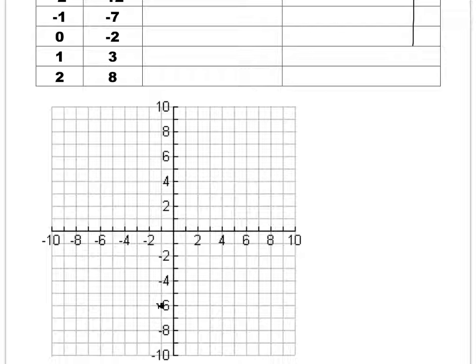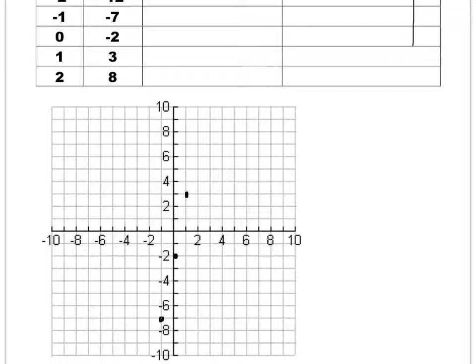Oops, that's a mistake here. The point is going to be negative 1 and negative 7, which is going to be this point. The next point is 0 and negative 2. So when x is 0, y is negative 2, which is this point. The next one is 1 and 3. So when x is 1, y is 3 is this point.